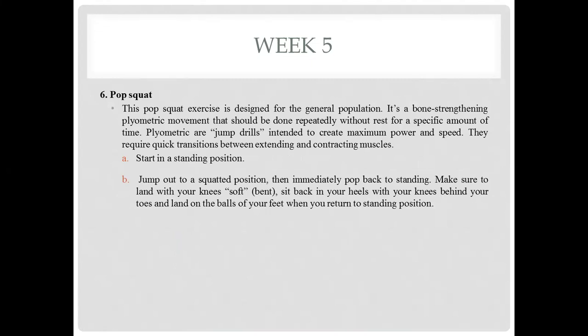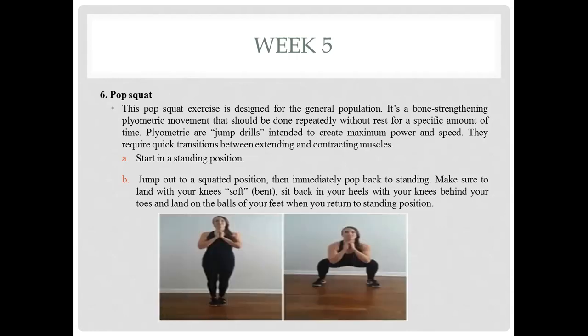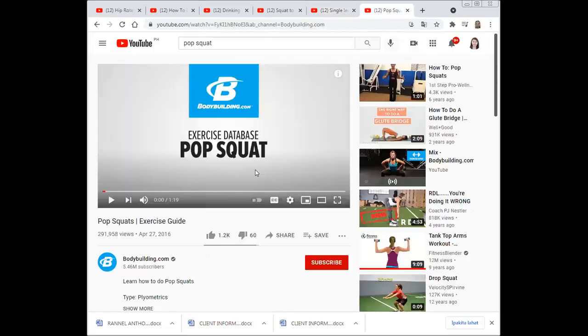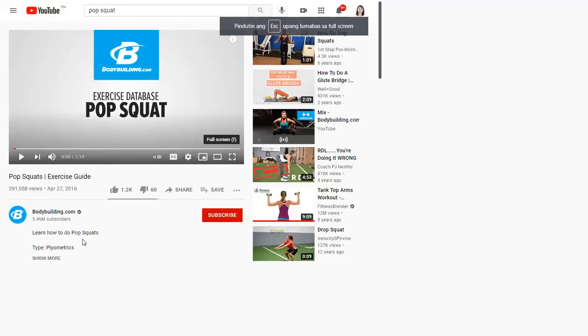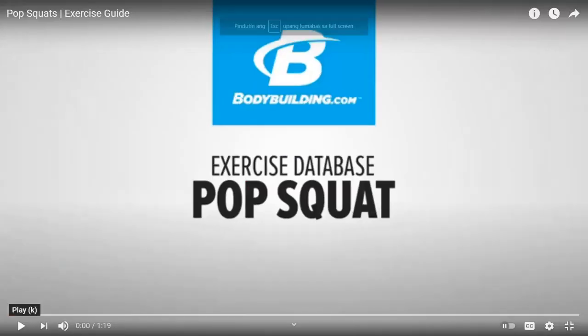Start in a standing position, jump out to a squatted position, then immediately pop back to standing. Make sure that you land with your knees soft bent. Sit back in your heels with your knees behind your toes and land on the balls of your feet when you return to the standing position. And so here we have a video of how to perform pop squat. So let's watch this.